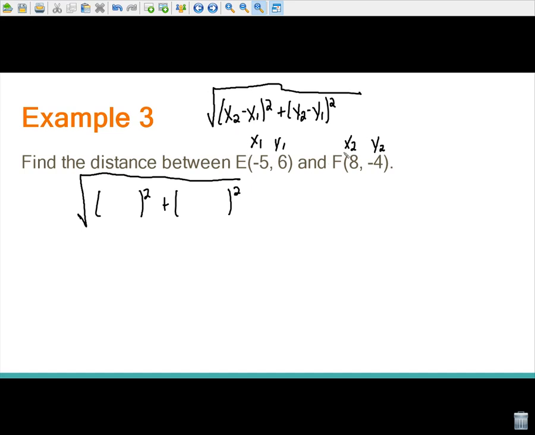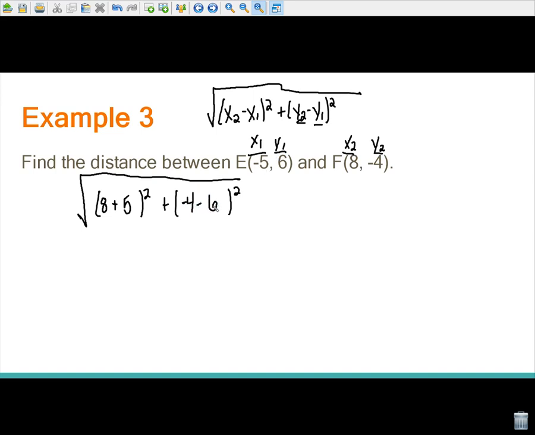Now, x2 minus x1. x2 we said was 8. x1 is a -5. So minus a negative gives us a positive. 8 plus 5 squared. Now, y2 minus y1. So we're going to take -4 minus 6.